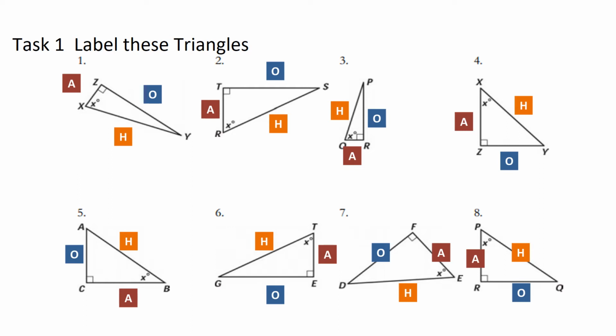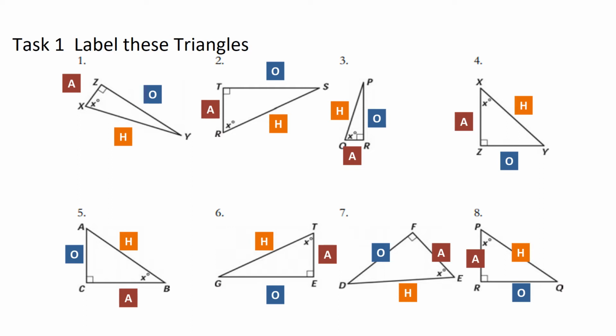Alright, so in question 1, we see that our marked angle is X. Now our marked angle is not our right angle. We have 2 angles that are marked there. We have the right angle, which is indicating where our right angle is, and we have our marked angle, which is in this case angle X degrees.